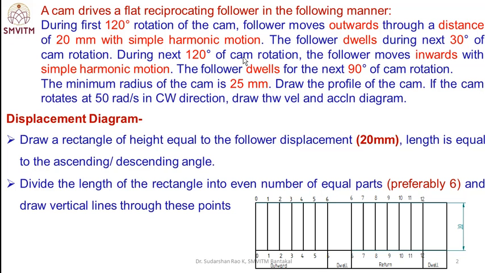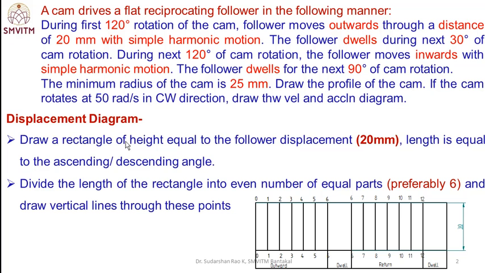Then, during the next 120 degrees, the follower moves inwards, that is in the downward direction, with simple harmonic motion, both ascending and descending in simple harmonic motion. Then there is a dwell for 90 degrees. The minimum radius of the cam is 25 mm. Draw the cam profile. The cam rotates at 50 radians per second in the clockwise direction. Also calculate the velocity and acceleration, and draw the velocity and acceleration diagrams.